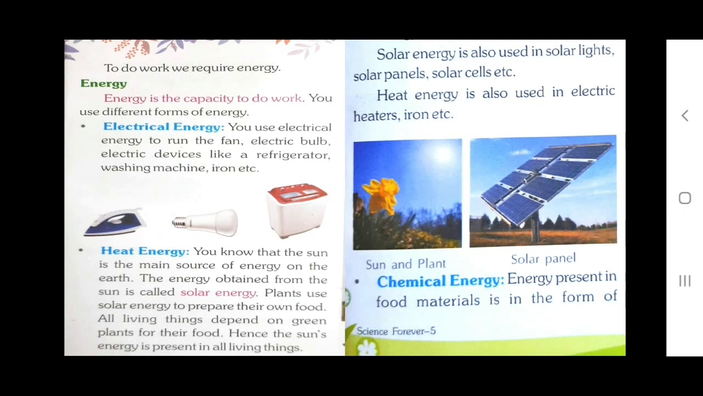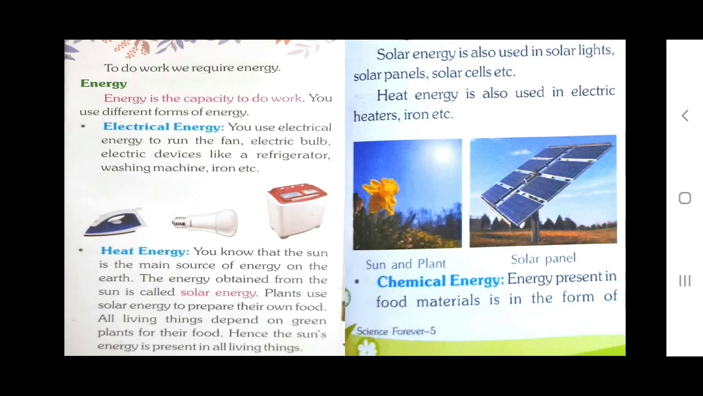You use different forms of energy. You might have heard about electrical energy, heat energy, chemical energy and all. But today we are going to learn what actually these energies are. First one is electrical energy. The electrical energy runs the fan, electric bulb, electric devices like a refrigerator, washing machine, iron, etc. All the electrical appliances that you use at your home are working because of the electrical energy.